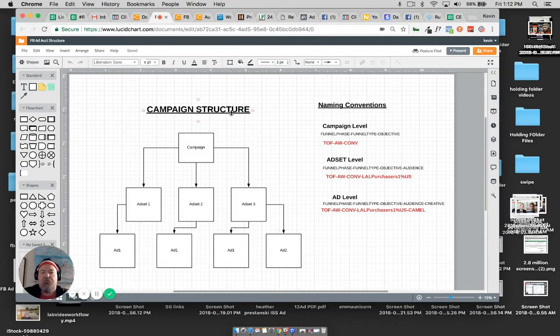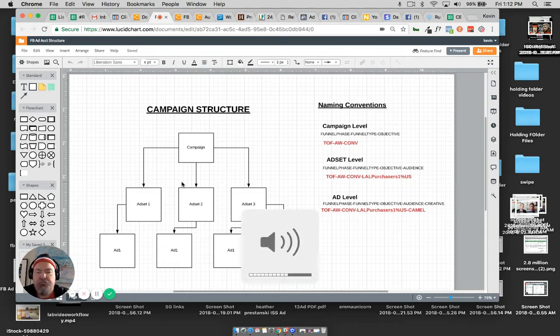We are going to just go briefly over the top level stuff on Facebook ads and how you can understand all this. So the first thing is just how the ad account and campaigns work and how they're structured. So campaign structure here on the left. And then we're going to talk about naming conventions.